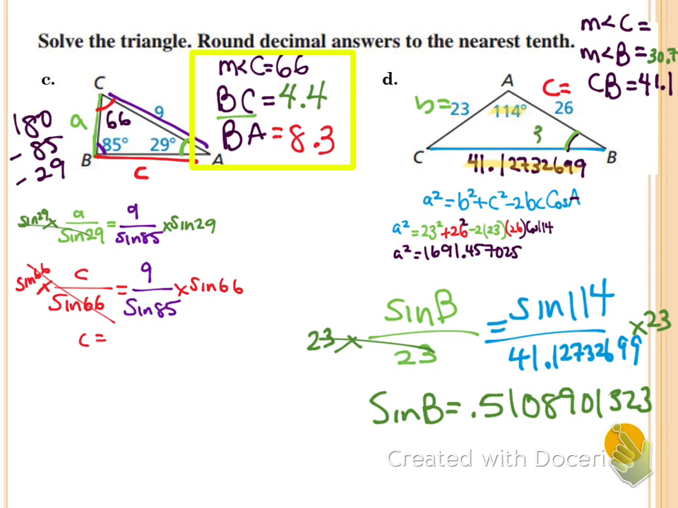Now you know two of the angles in the triangle. We can find the third by subtracting from 180. So 180 minus 30.7 minus 114, and we get 35.3 degrees.